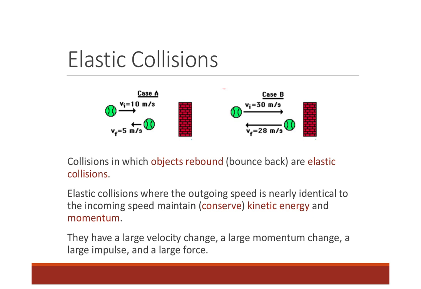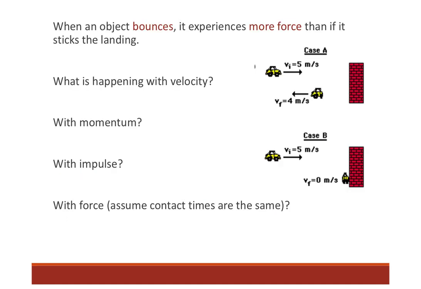So collisions in which objects rebound, like we're seeing with this tennis ball, are known as elastic collisions. And elastic collisions where the outgoing speed is nearly identical to the incoming speed are conserving or maintaining both the kinetic energy, the energy of motion, and the momentum of the object. Because of that, they have a large velocity change. So we saw with our case B that we had an incoming velocity of 30 and an outgoing velocity of 28, so the velocity change was a negative 58. And because of that large velocity change, it leads to a large momentum change, a large impulse, and a large force being applied. So the main point is when an object bounces, it experiences more force than if it sticks the landing.